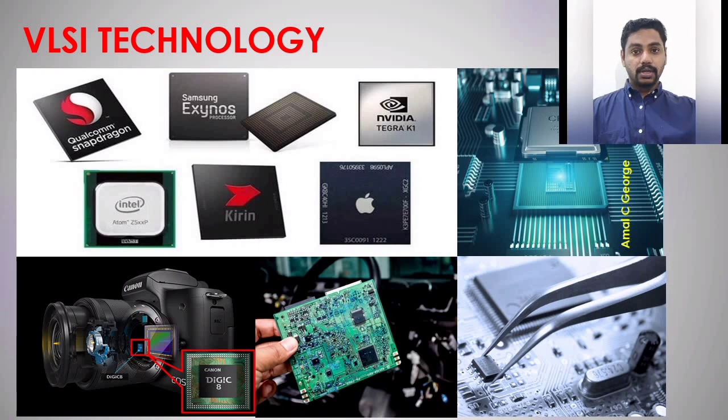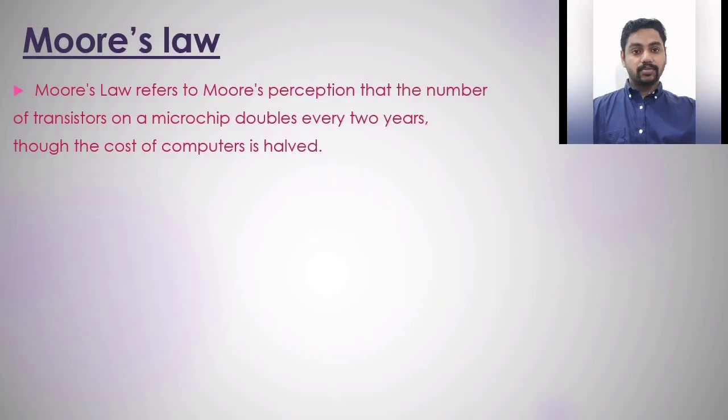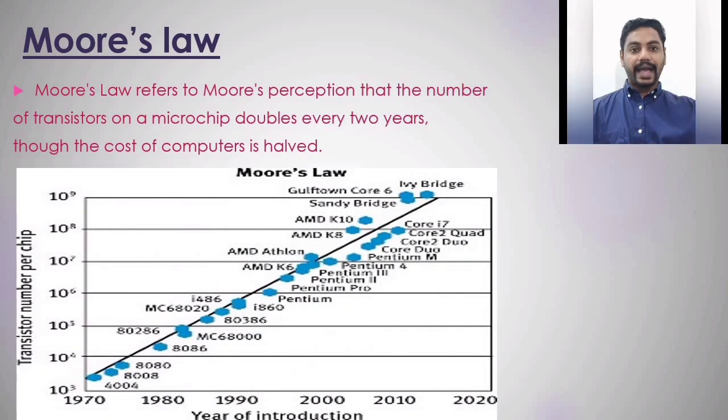By Moore's law, the number of transistors on a microchip doubles every 2 years, though the cost of the computer is halved. This means the IC meets the required functionality with the best quality of result in terms of less area, high performance, high speed, low power and low cost.